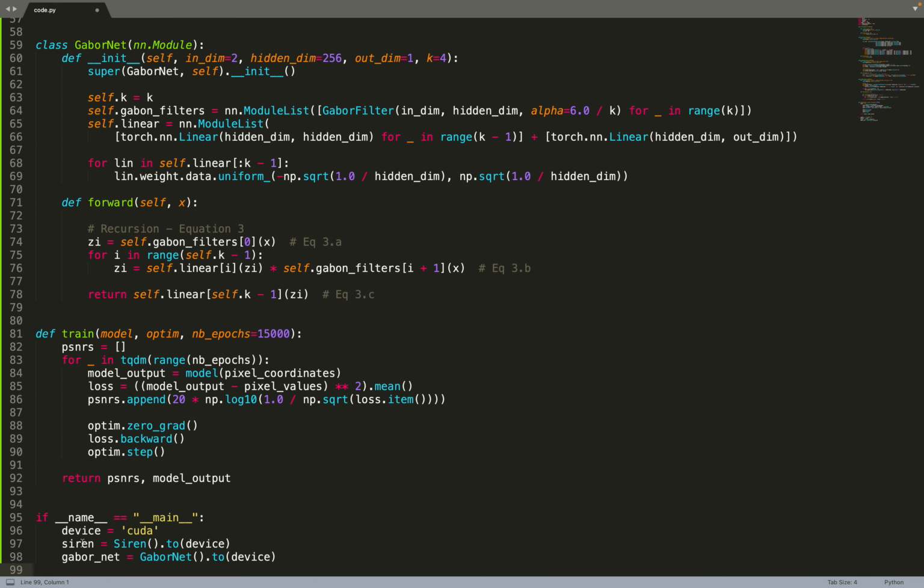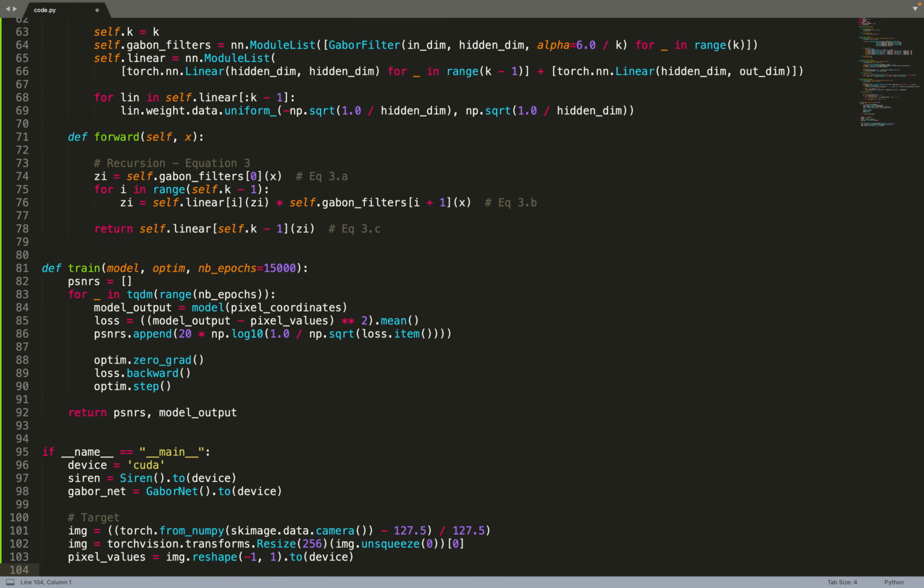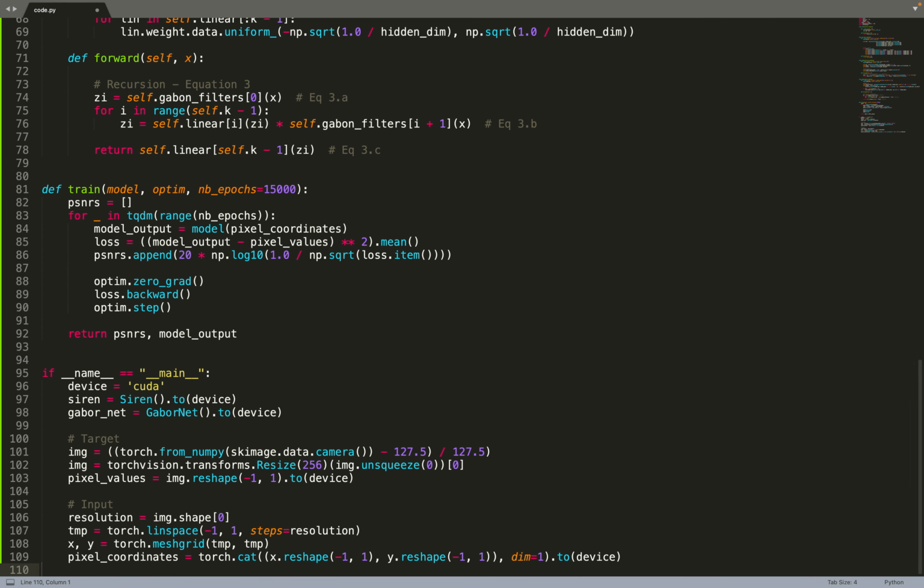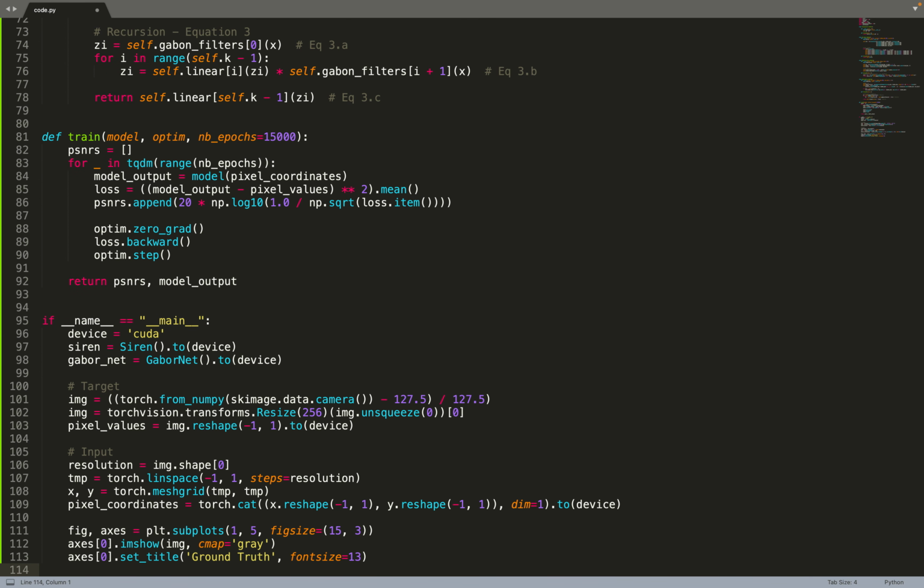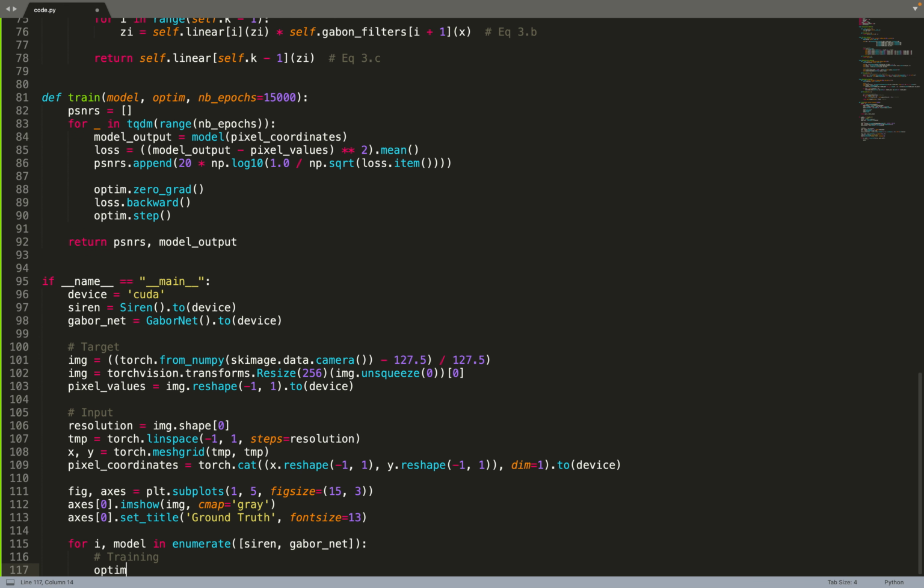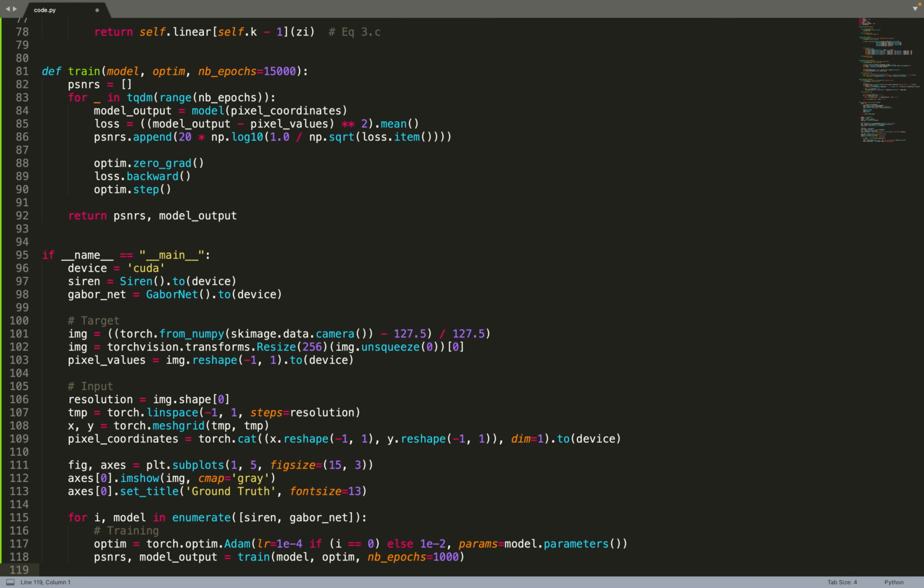We can create the SIREN model and the Gabor network model, so we can compare them. We can create the data. So the target is the RGB pixel colors of the camera data, which is a well-known image to benchmark vision algorithms. And then we can create the inputs, so the pixel coordinates. So we choose a coordinate system where the pixel goes from -1 to 1, and therefore we create a grid with pixel values. And then we can create a figure, the figure that I've shown in the beginning of this video. And then we can iterate over each model, so the SIREN model and the Gabor network model.